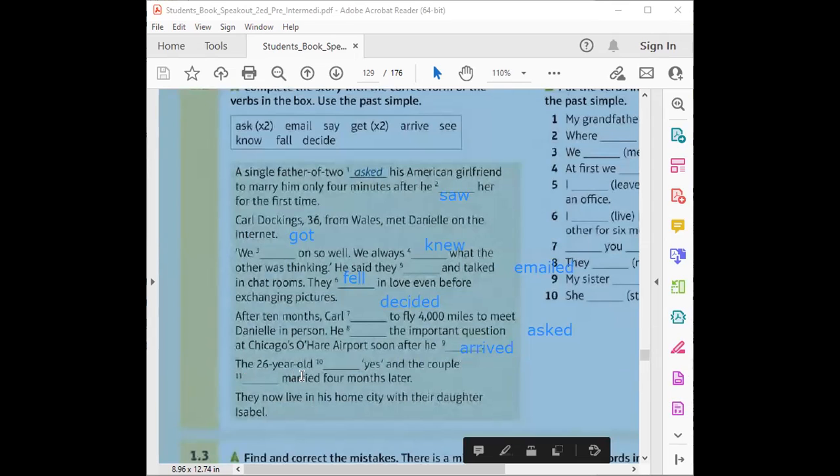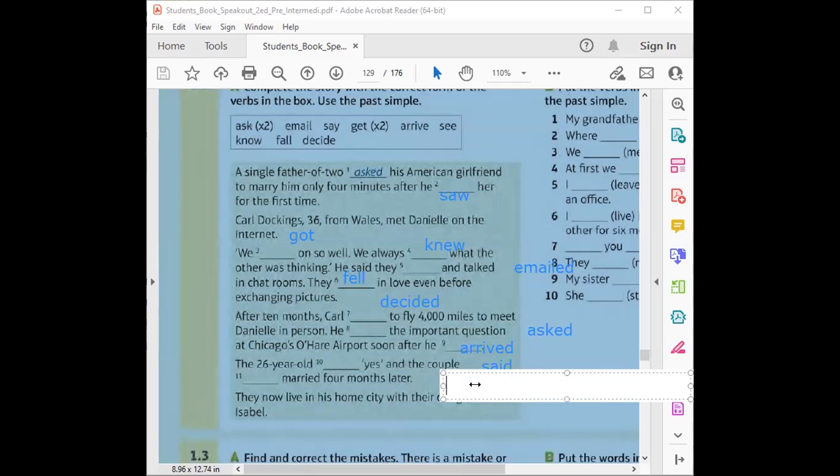The 26-year-old said yes, and the couple got married 4 months later. Said, got, okay, we have got here. They now live in his home city with their daughter, Isabel. Okay, that's a good story.